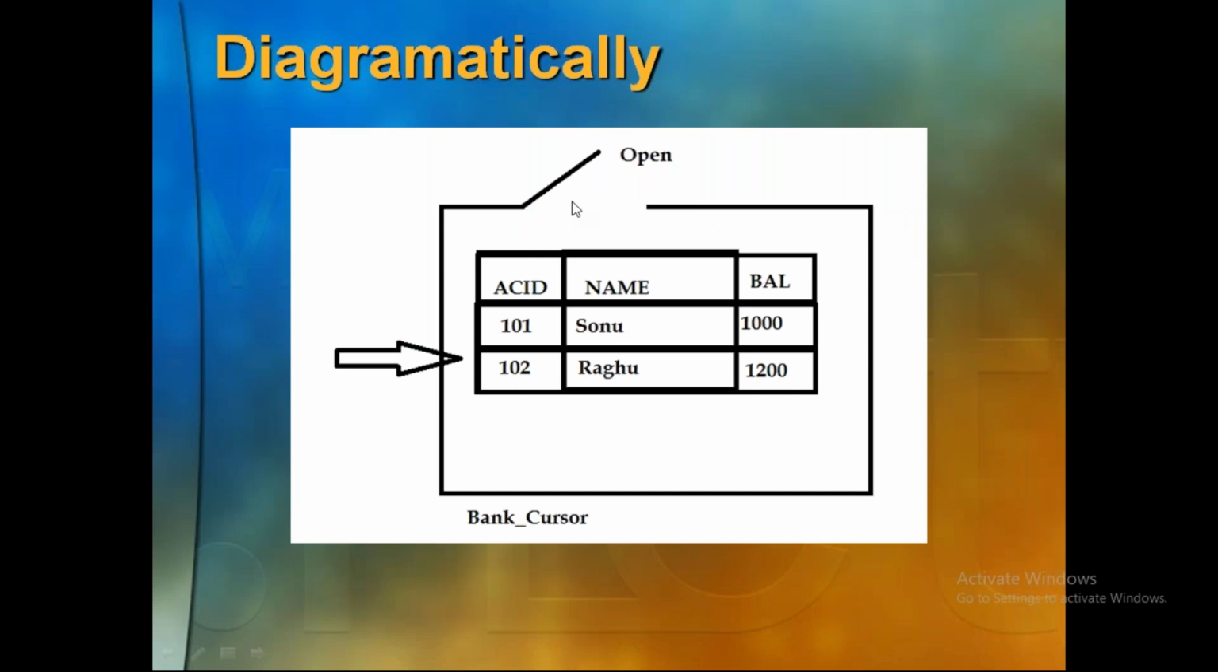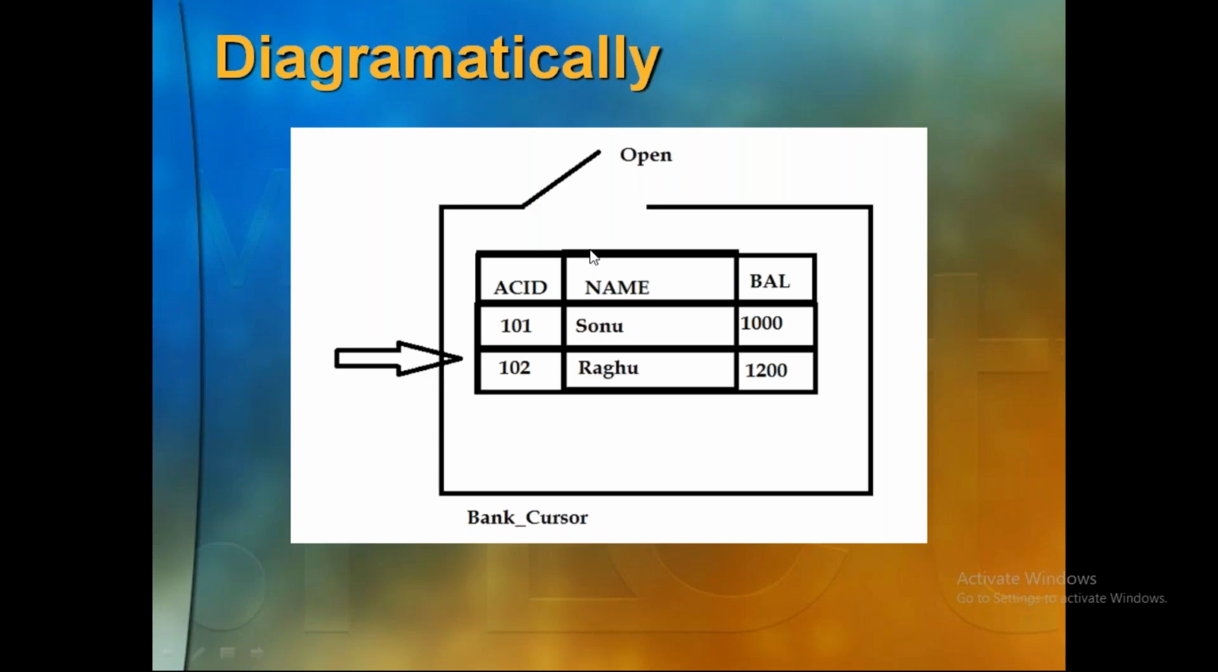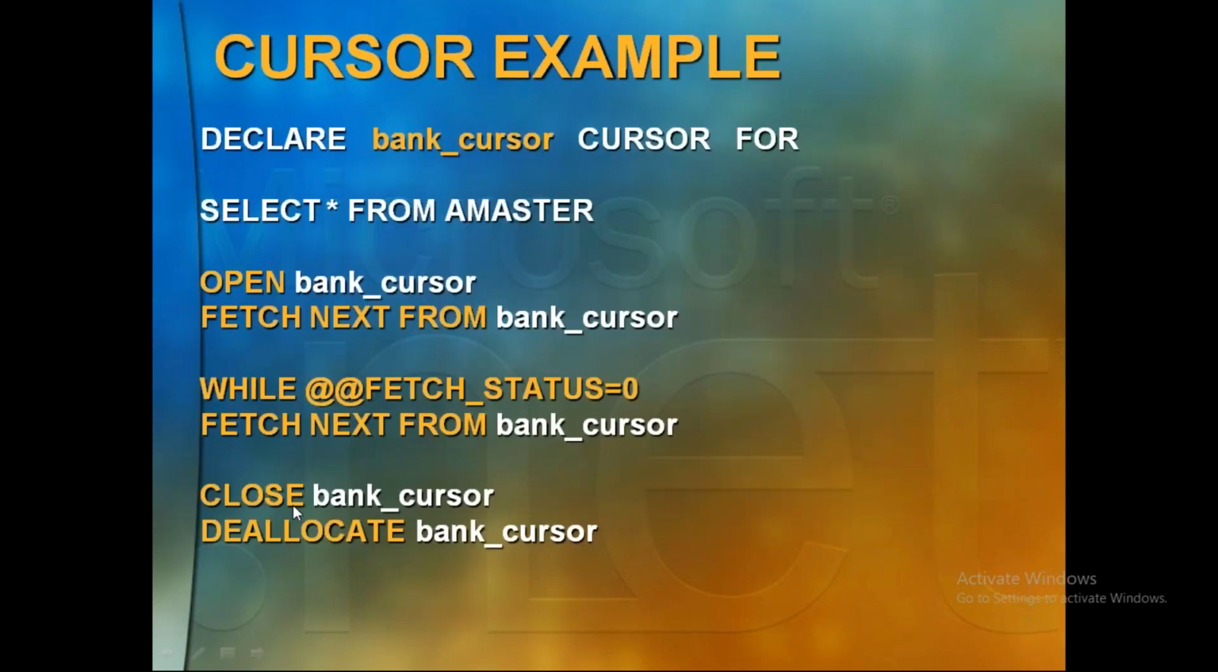You're closing it. Closing it doesn't mean that it is going away from the temp DB. Still, you have the space in the temp DB. You can still open it after closing it. But to remove the space, we have to use DEALLOCATE bank cursor. Only then will the space be deallocated from the temp DB. Clear? So what is a cursor?